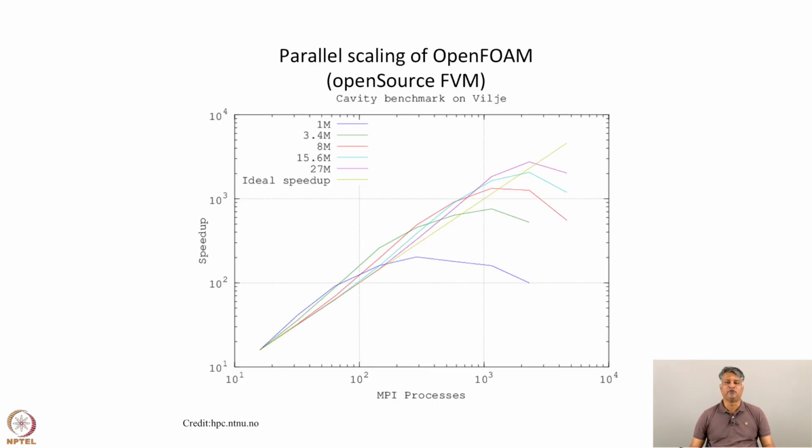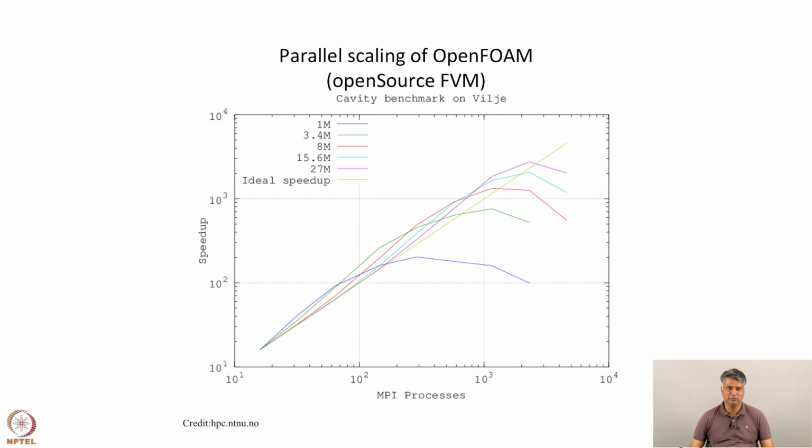This is the parallel scaling of OpenFOAM, a very popular open source code for doing finite volume calculations. And here, this scaling study done by a university in Norway shows how the code OpenFOAM scales. You can see the ideal speedup is denoted by the light yellow line, and you can see that the scaling sort of peaks at around 2000 processors to about 200 processors, depending on the size of the problem.